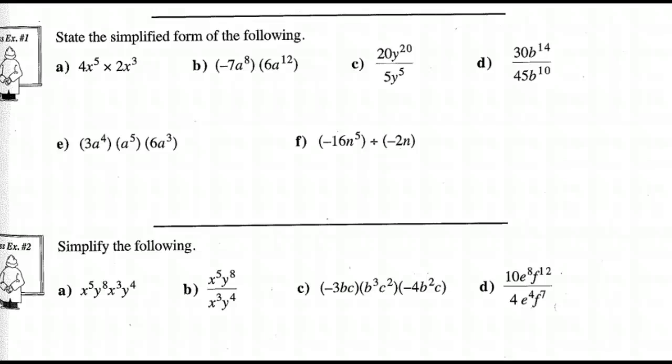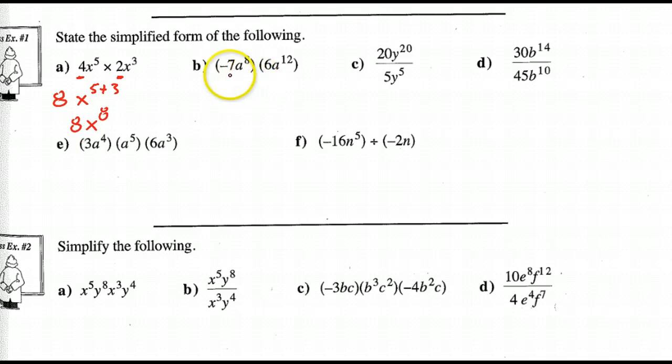Okay, so state the simplified form of the following. Well, here we go. So I look at my coefficients first. 4 times 2 is 8. And then I have x to the 5th times x cubed. That's really x to the 5 plus 3. So it's 8x to the 8.